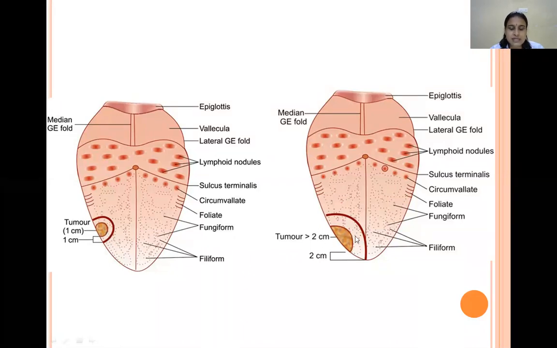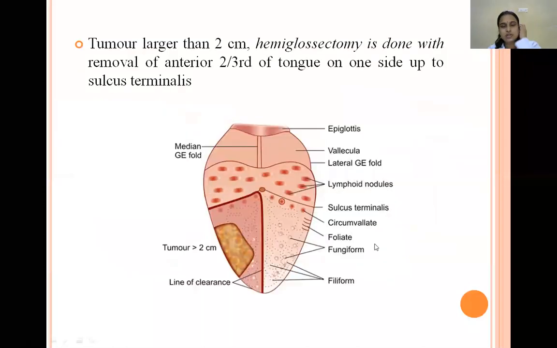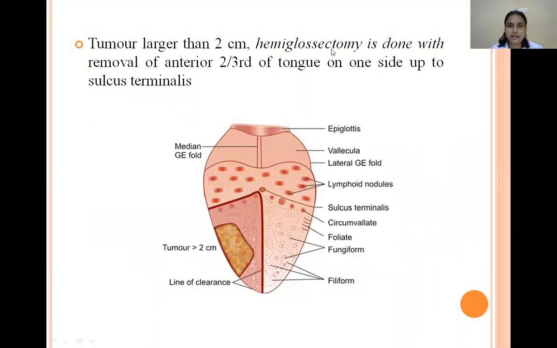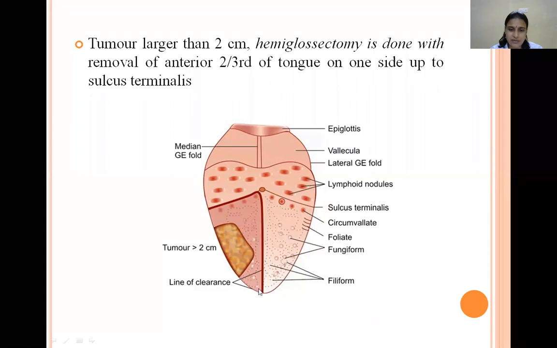For 1 to 2 centimeters, then we have to go for partial glossectomy, excision of this part of the tongue, ensuring 2 centimeter clearance both from the margin and depth of the tumor. Now, tumors larger than 2 centimeters, hemiglossectomy, that is, half of the tongue is removed on one side up to the sulcus terminalis. So this half of the tongue, the anterior 2/3, is removed up to the sulcus terminalis. When the tumor is greater than 2 centimeters, this has to be done.